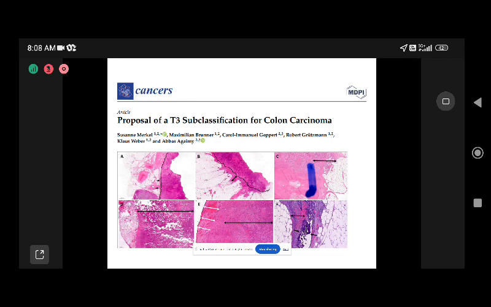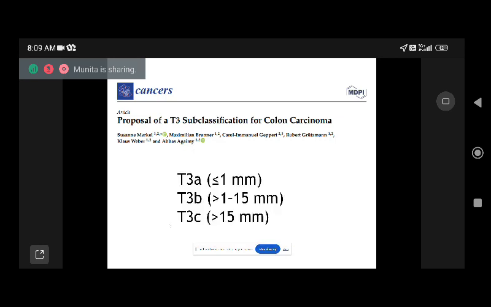Now, we have moved recently to the T3 staging, where you have the tumor infiltrating the subserosa. Many investigators have shown that if you further subclassify how deep the invasion into the subserosa is, that is also very prognostic. So there are proposals by various authors to subclassify T3 into various subcategories, and one of the classifications is where you say whether the tumor is going 1 millimeter deep into the subserosa, or 1 to 15 millimeters, or more than 15 millimeters.